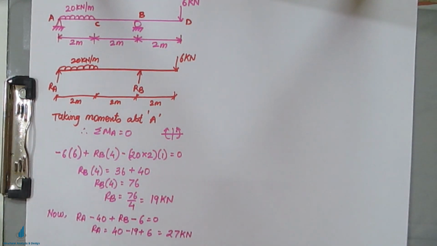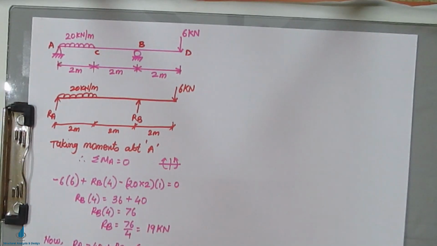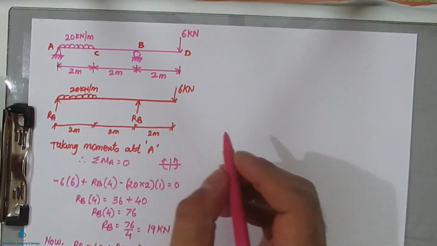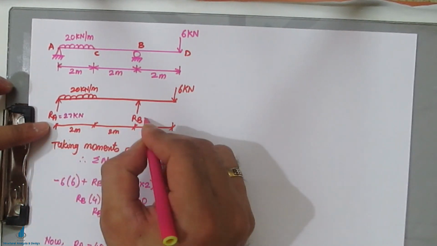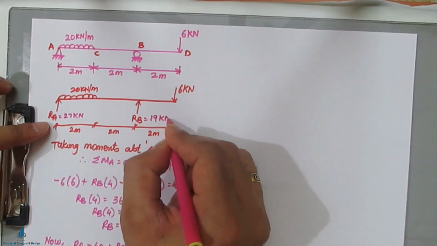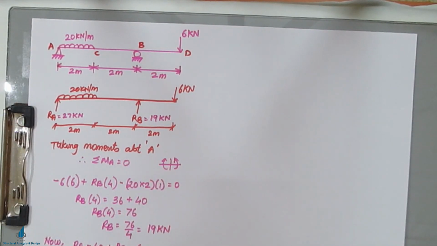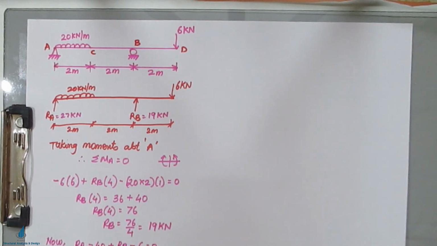So now you have got both the reactions. RA is equal to 27 kilonewton and RB is equal to 19 kilonewton. So now you have the reactions. Now you can proceed for the shear force and bending moment calculations.